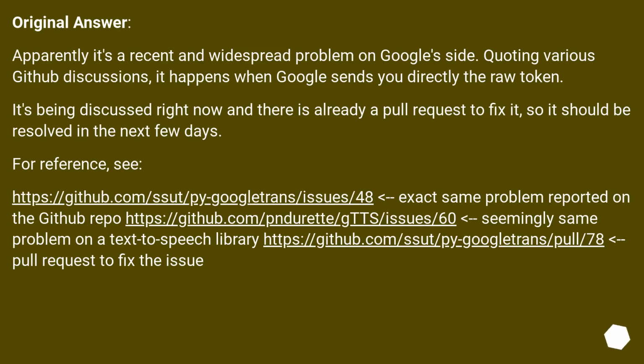Original answer. Apparently it's a recent and widespread problem on Google's side. Quoting various GitHub discussions, it happens when Google sends you directly the raw token. It's being discussed right now and there is already a pull request to fix it, so it should be resolved in the next few days. For reference, see this.